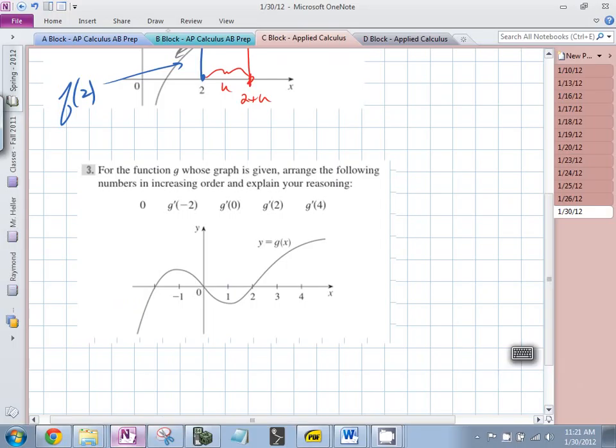Put them in, arrange them in increasing order. So g of 0, first of all, so here's 0. Great. What can you tell me about g prime at negative 2? You know it's definitely positive, right? g prime at 0 is definitely negative. g prime at 2 is positive, and g prime at 4 is positive, right?